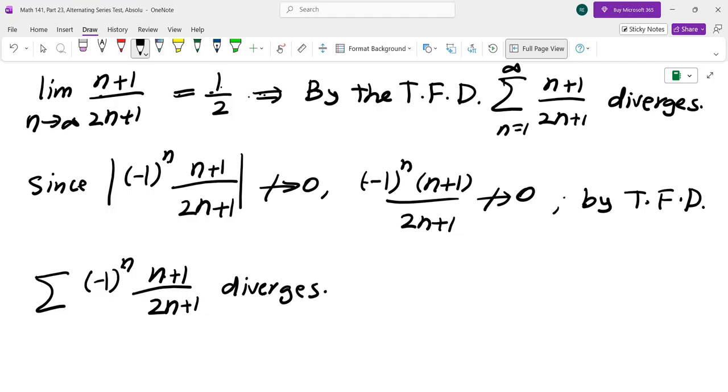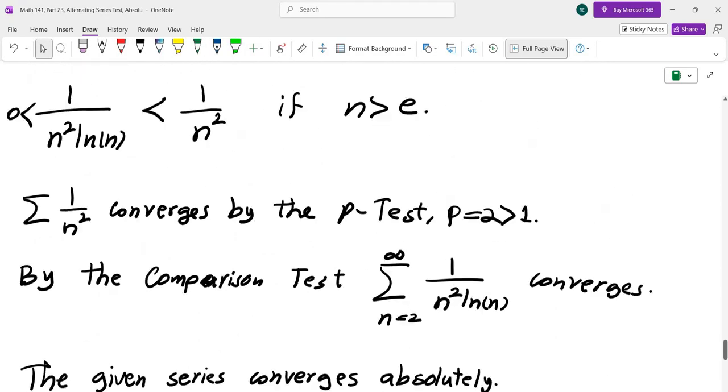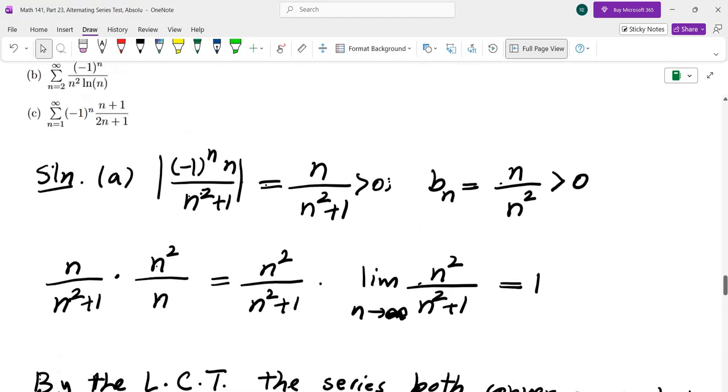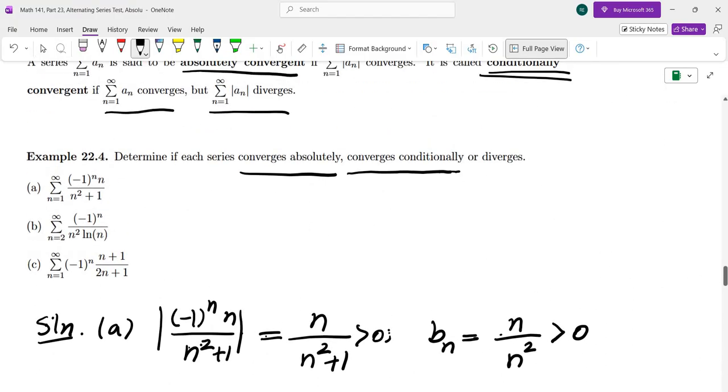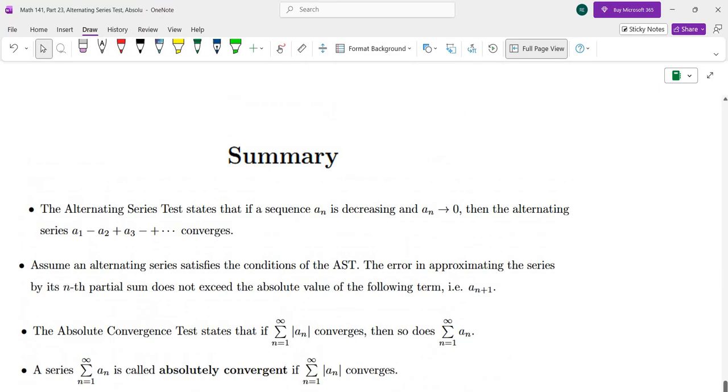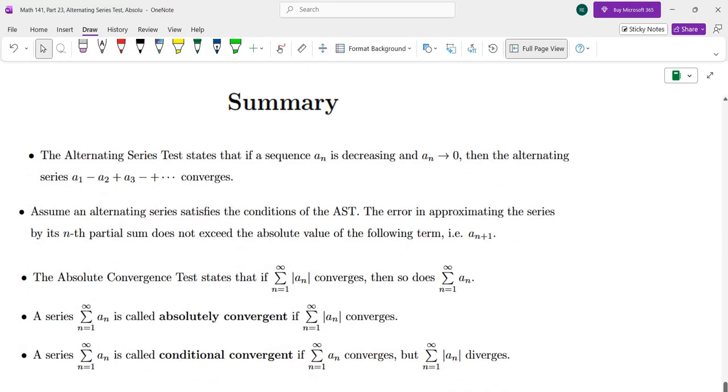So every series would have one of these possibilities. Either converges conditionally, or converges absolutely, or it diverges. And now we're going to summarize what we did. So we learned about the alternating series test. In order to use the alternating series test, we have to check that an is decreasing and approaches 0.